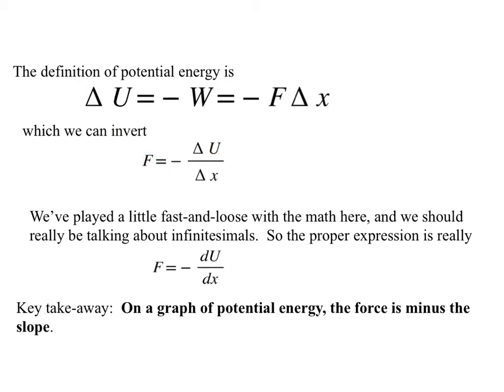But we've played a little fast and loose here, and implicitly, if the graph is not just a line, then I'm assuming that F can change. So really, we're talking about infinitesimals, and we should take a derivative, which is the slope of the tangent line, rather than just delta U over delta X. So really, we end up with the conservative force at any given point being minus the slope of the graph. We can look at a graph, and at any given point, the force acting when the object's at that point is given by minus the slope.